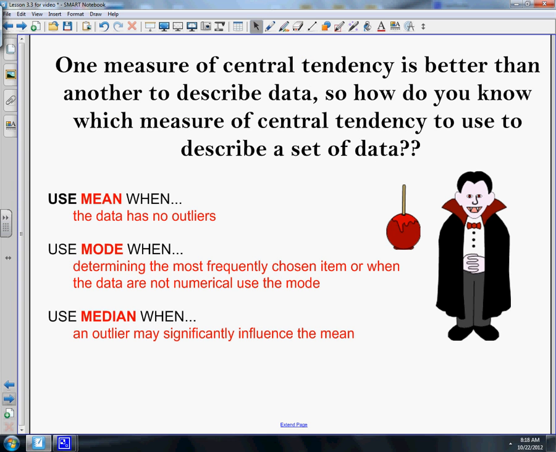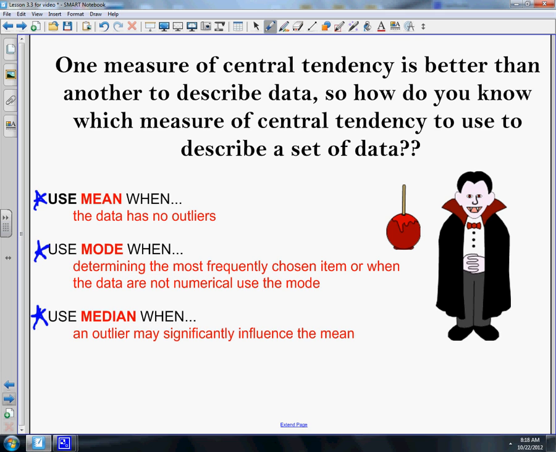So one measure of central tendency is better than another to describe data. So how do you know which measure of central tendency to use to describe a set of data? You don't need to write that down, but I do want you to write down these 3 points.